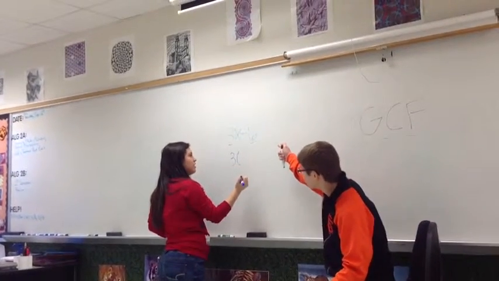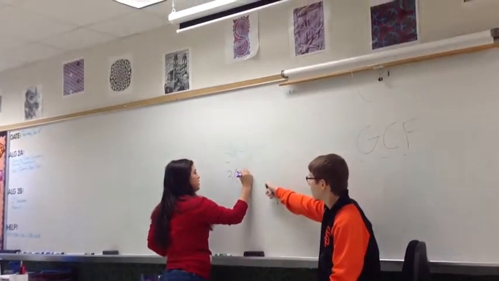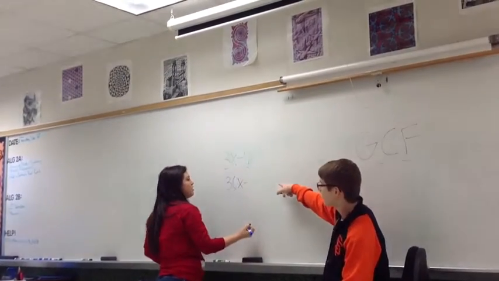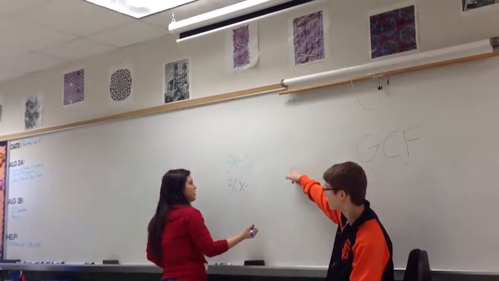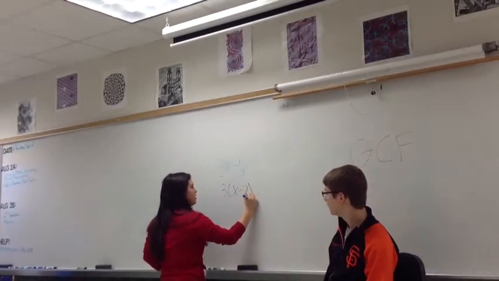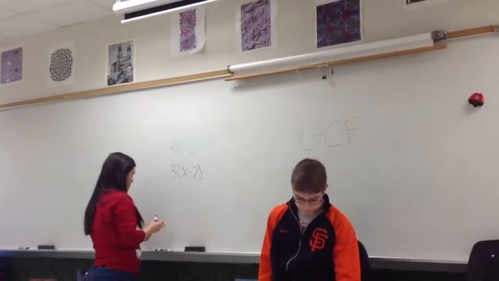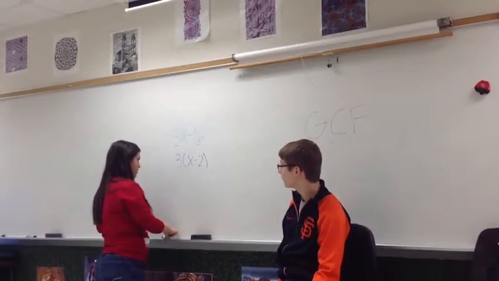And since we're using 3x minus 6, the 3 is common, so you take the 3 out of 3x, which is x, and you take the 3 out of 6, which is 2. And that is the final answer.